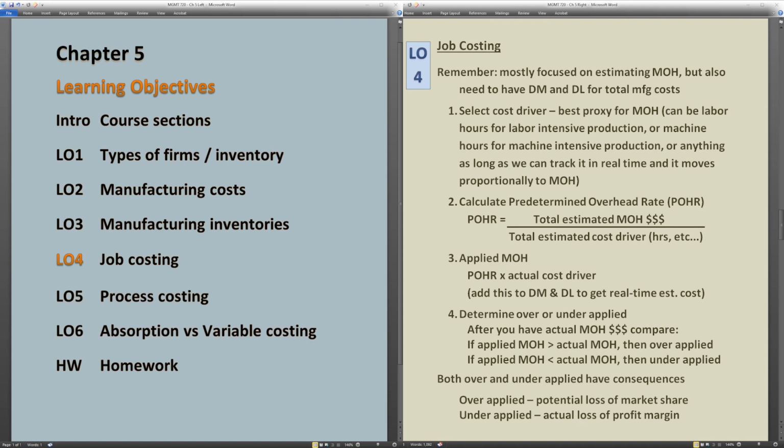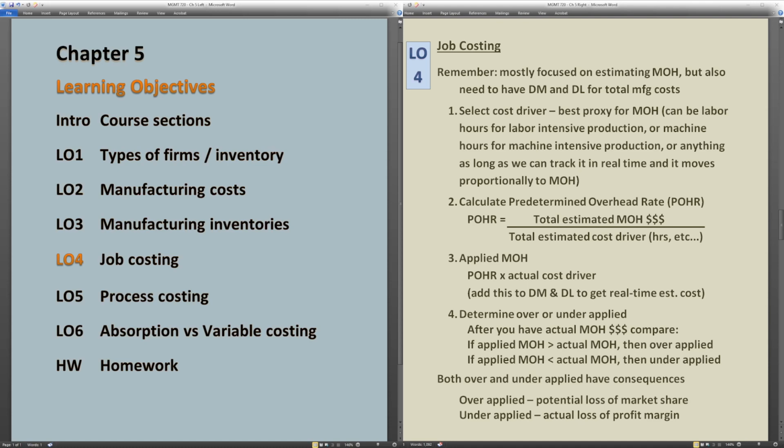And remember, whatever the cost driver is, it's not manufacturing overhead. It's just something that moves in the same direction in a similar fashion as manufacturing overhead, but it's something that we can track while we're producing the item, so that we can use it to calculate an estimate and then add that to direct materials and direct labor. So for example, if we have a labor intensive production, perhaps we can calculate manufacturing overhead based upon how many labor hours, and it could be like 20 cents for every labor hour of additional manufacturing overhead, or it could be something more. It could be for every labor hour we have $10 additional of manufacturing overhead.